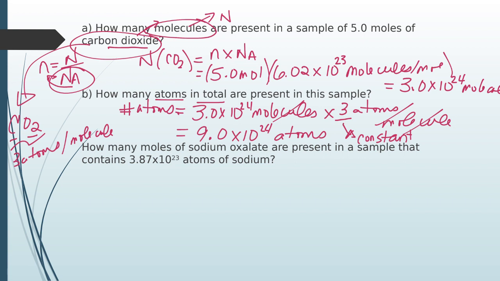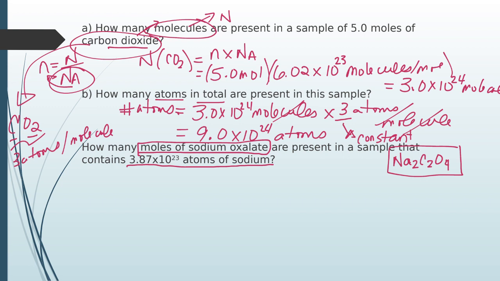Here's our last example. So it says how many moles of sodium oxalate are present in a sample that contains 3.87 times 10 to the 23 atoms of sodium. So this example is maybe the trickiest of them all. We're being asked for the moles of sodium oxalate. Okay, so what we want to be figuring out is the formula for sodium oxalate. And you guys will know that you'll look at the periodic table and you'll come up with a formula of this.